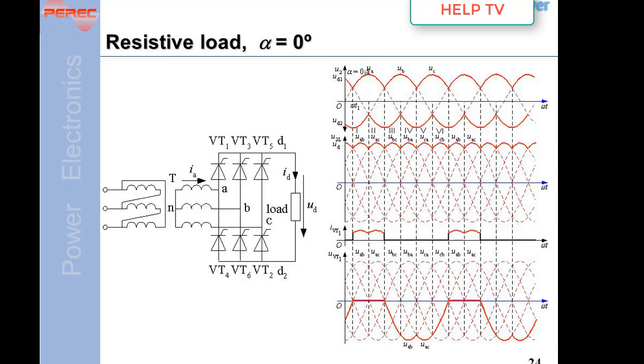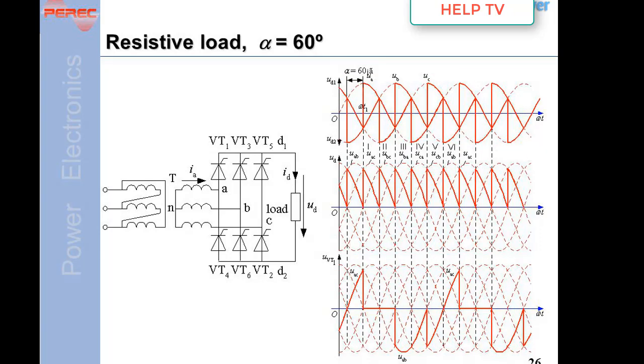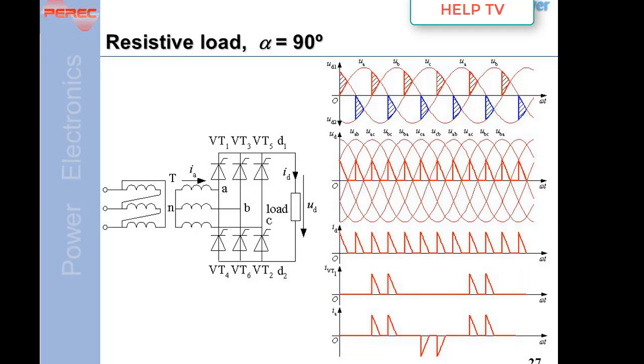Resistive load, alpha equals 0 degrees. Resistive load, alpha equals 30 degrees. Resistive load, alpha equals 60 degrees. Resistive load, alpha equals 90 degrees.